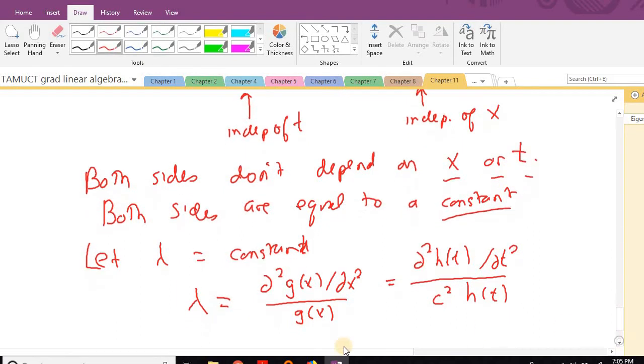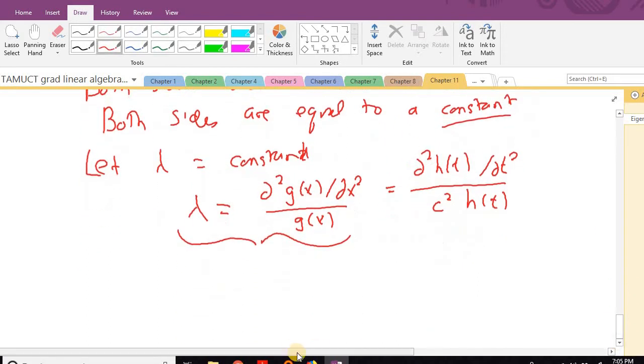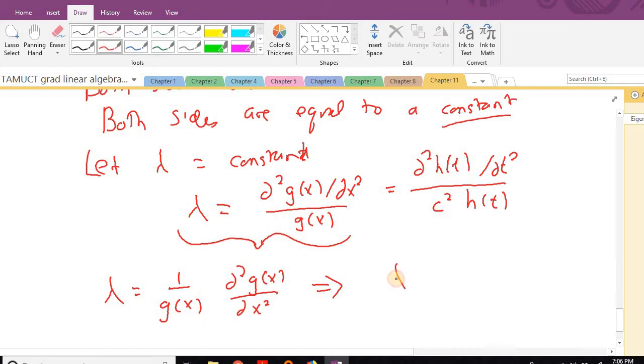All right, now let me take this first equation here and rearrange it a little bit. So let's look at this one first. Lambda equals, let me write it this way, 1 over g of x times d squared g of x dx squared. Okay. Now what I can do is multiply both sides by g of x. And then I get something that looks like this, which should be familiar now.